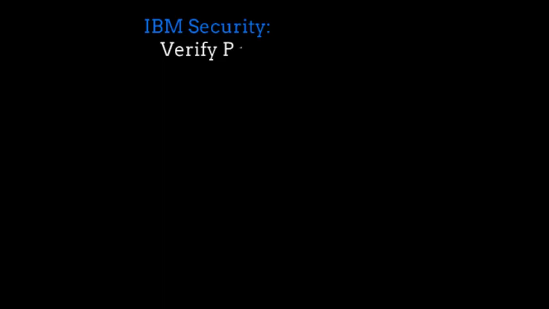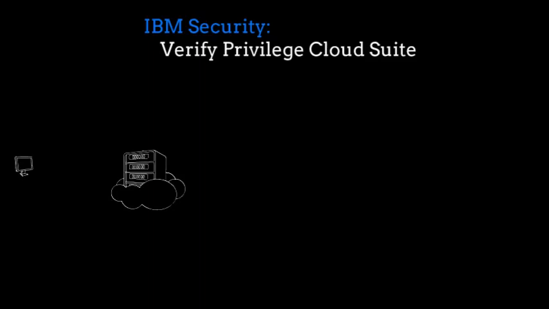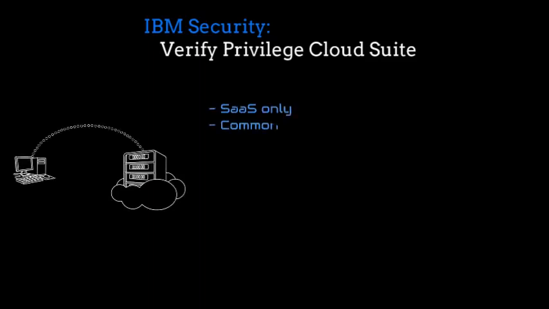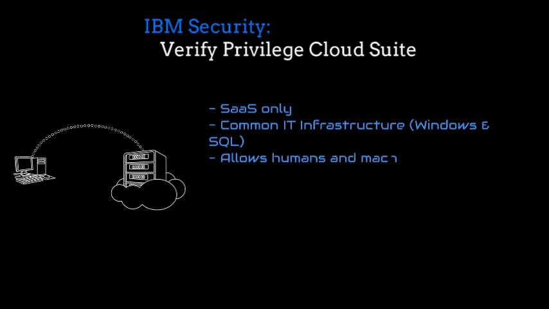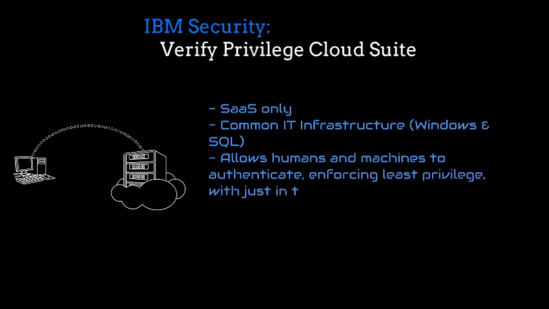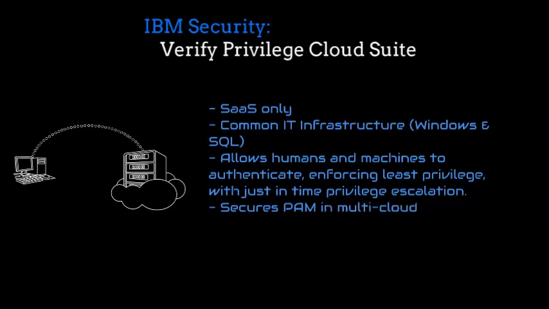The final component of the Verify Privilege product line, and also the newest, is Verify Privilege Cloud Suite. Cloud Suite is touted as the easy-to-deploy SaaS solution that helps secure privileged access for servers in a multi-cloud and on-premise environment. It allows humans and machines to authenticate while enforcing the least privilege with just-in-time elevations. The three main services of Verify Privilege Cloud Suite are Cloud Authentication Services, across multi-cloud environments, Cloud Privilege Elevation Services, and Cloud Audit and Monitoring Services.